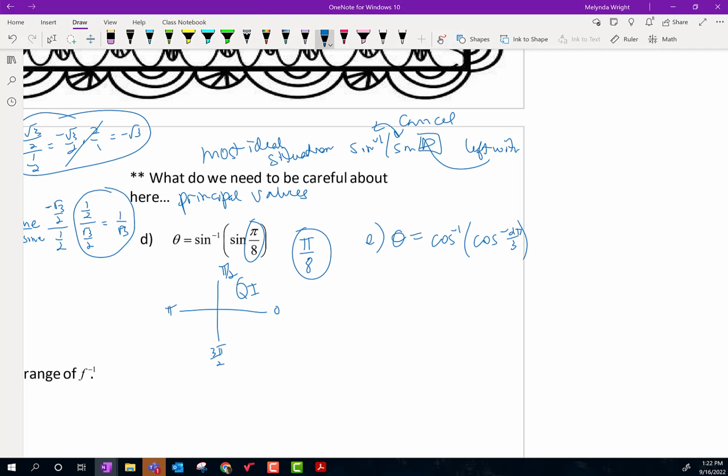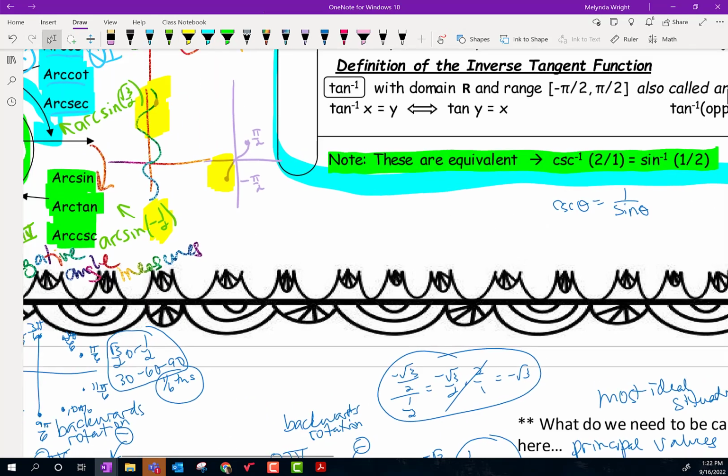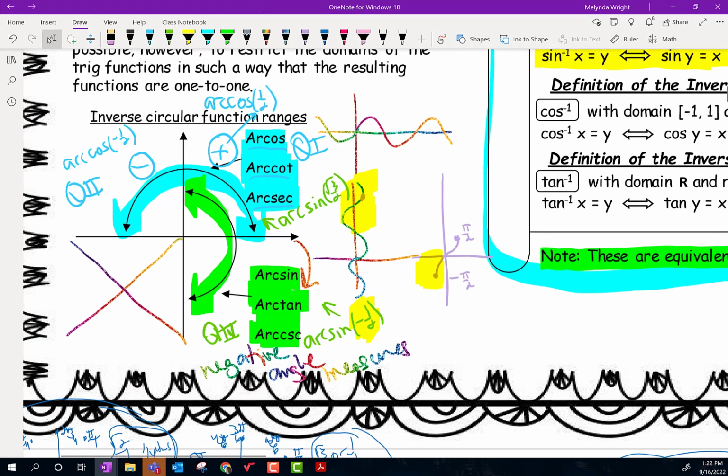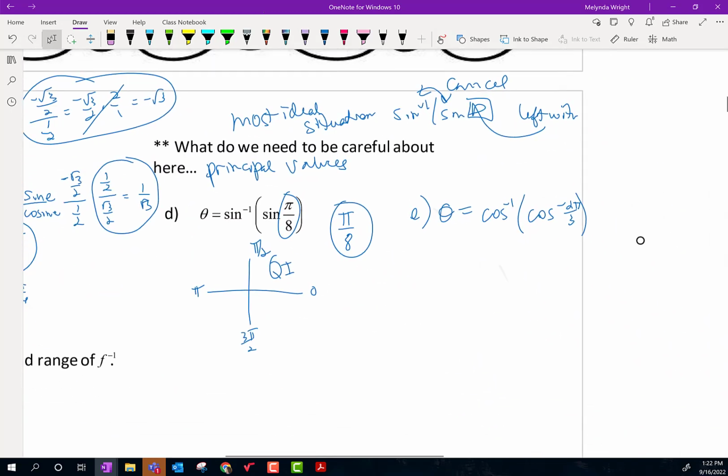So the first thing I need to figure out is where that angle is and if cosine is allowed to be there. So I guess the first thing we need to decide is where's cosine allowed to be? Arc cosine is allowed to be in the first and second quadrant only. That's it. So if that angle measure is anywhere but the first and second quadrant, we're going to have to move it.